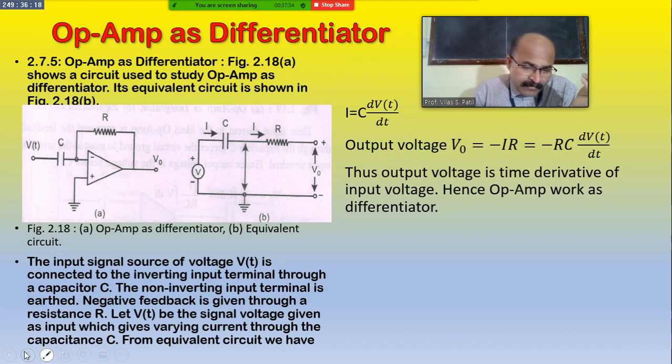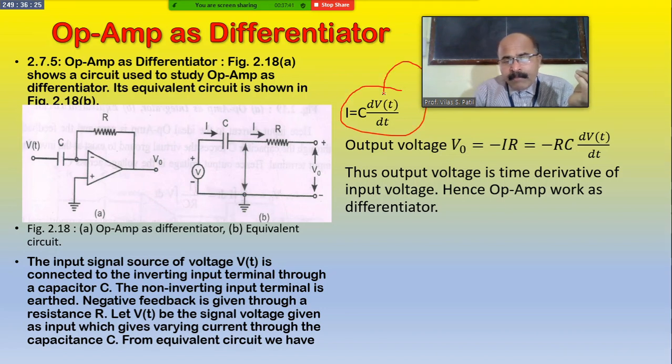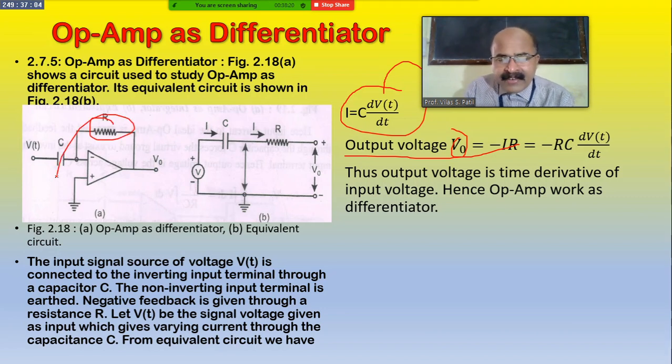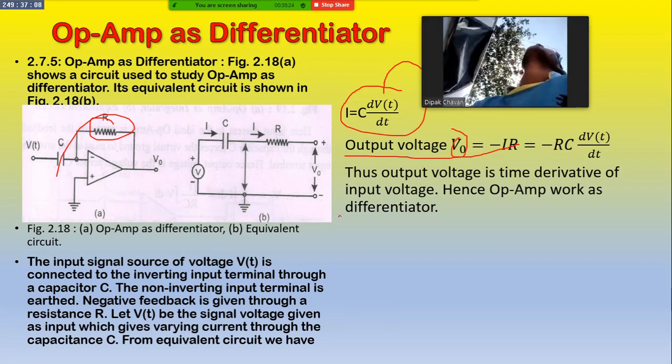See here this equation. Friend, I am taking the pen and showing the relation. Current I is equal to C into dVt divided by dt, where Vt is the voltage at time instant t. Then the output voltage V0 is minus IR, where I is the current and R is the resistance.